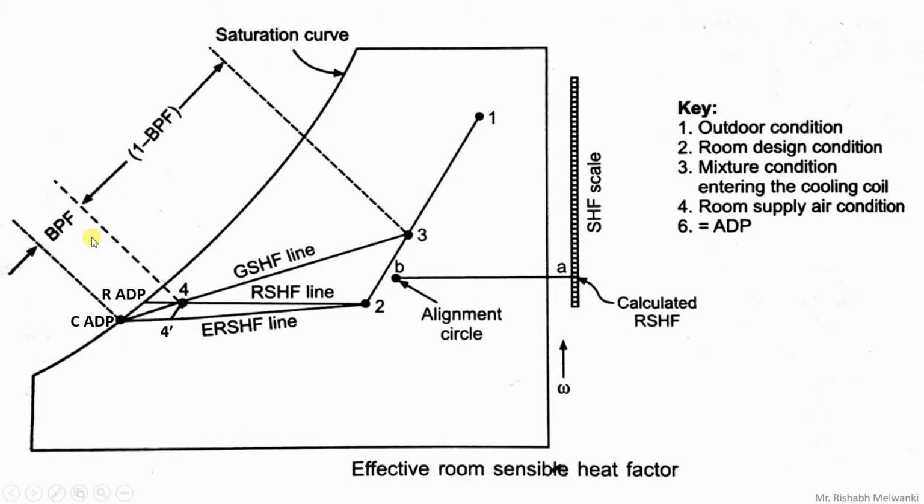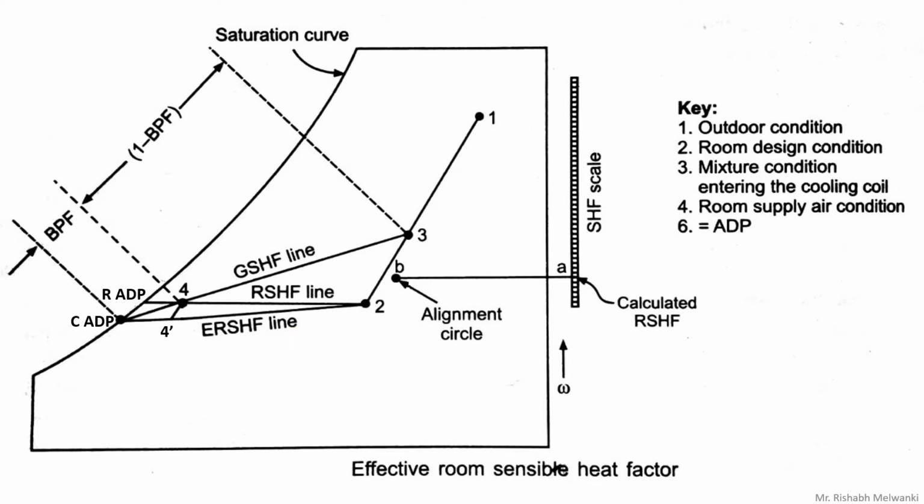Next, if you join point 2, which is room design condition, with coil ADP, that is called effective room sensible heat factor line. So now we have seen before room sensible heat factor line, which was 2 to R. Okay, we used to draw this 3C as well. That 3C line, we had not defined the term before, but that line is called grand sensible heat factor line. Then if you consider 2 to coil ADP, that is called effective room sensible heat factor line.